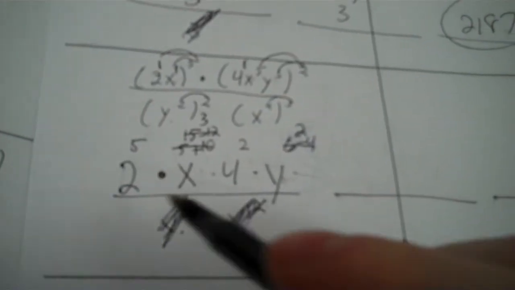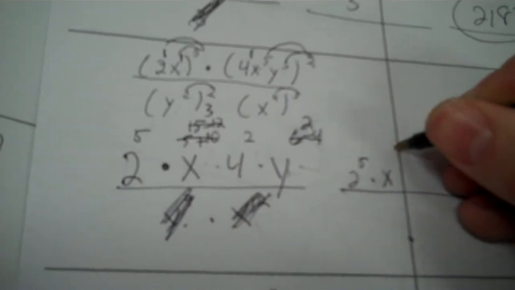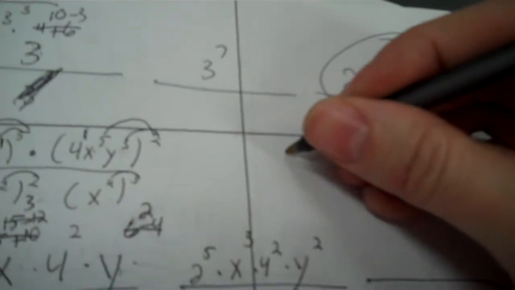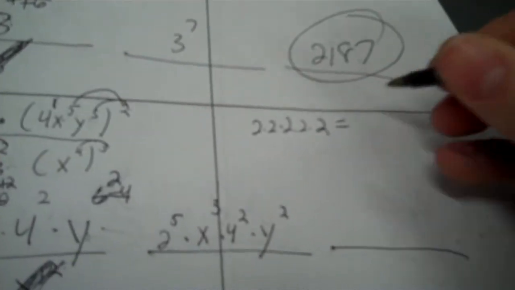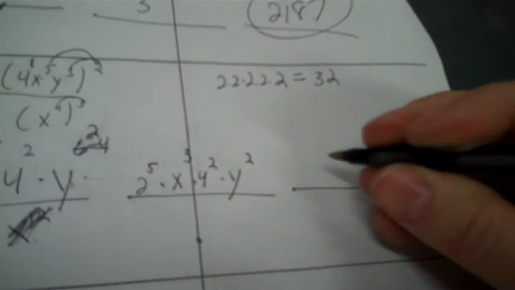So we have 2 to the power of 5, times x to the power of 3 now at the end, times 4 to the power of 2, times y to the power of 2. So out of those four factors, the only ones I can simplify are the 2 to the 5th, 2 times 2 times 2 times 2 times 2. That equals 32.